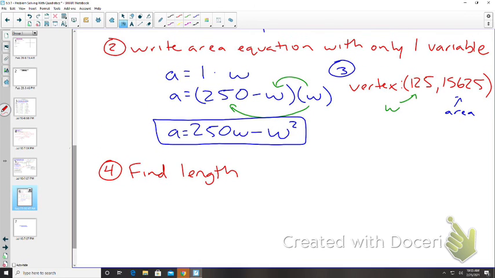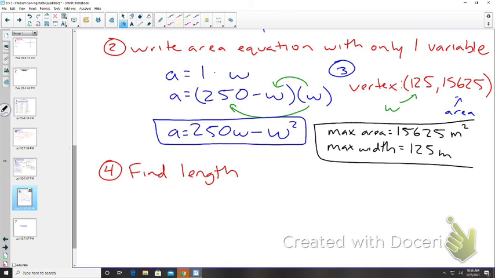Okay, so we're gonna find the length. So just from up here, max area is 15625. What are the units on area? We started out with meters, so I'll give you that one. Meters squared, yeah, good. Meters squared. And max width is what we found, 125 meters.